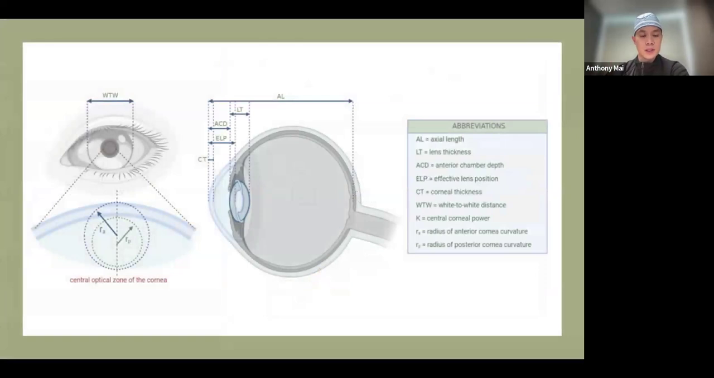And so this is a diagram of certain parameters that these machines will measure, like corneal thickness here for CT, the estimated lens position, which is this ELP, the anterior chamber depth from the back of the cornea to the top of the lens, and how thick the lens is, that's the lens thickness. But most important of all is the axial length, the AL right here. And so this machine will take all of those measurements together, as well as the curvature of the front part of the eye, and then plug those into the formulas.